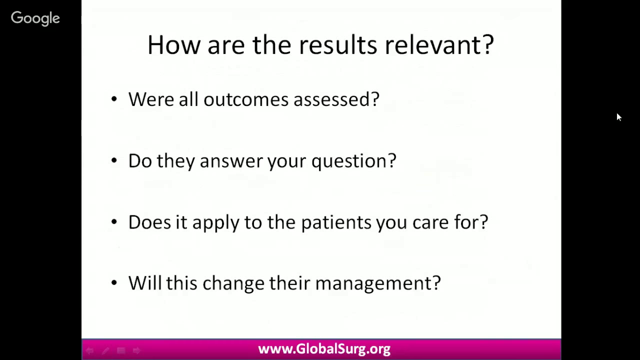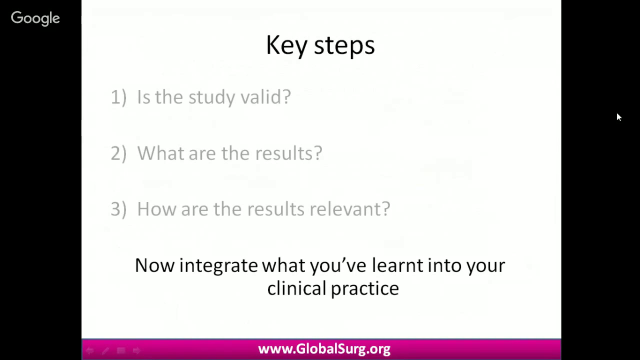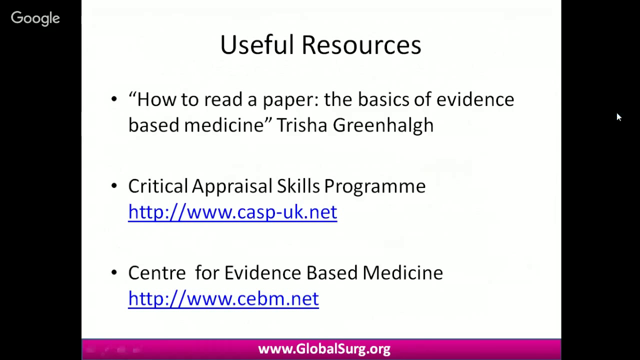And basically, the way in which you can start to practice this is using checklists on these resources: How to Read a Paper, the Critical Appraisal Skills Programme, and the Centre for Evidence-Based Medicine have different checklists for going through papers and things to look out for and ways in which to analyze the evidence so that you can be more informed about making decisions. And then once you get used to that, it becomes second nature and you will be able to do it without using the checklist to go through.